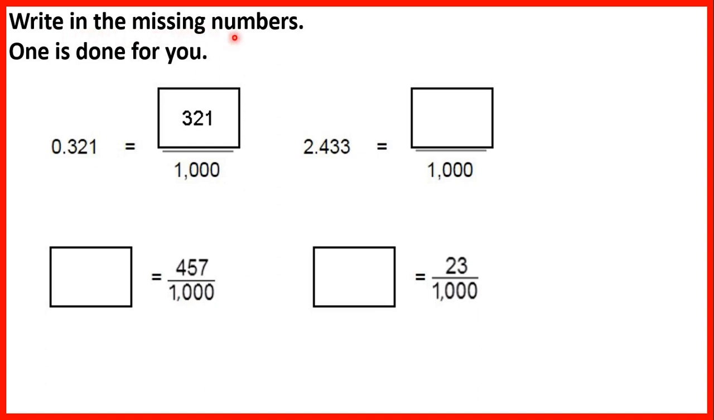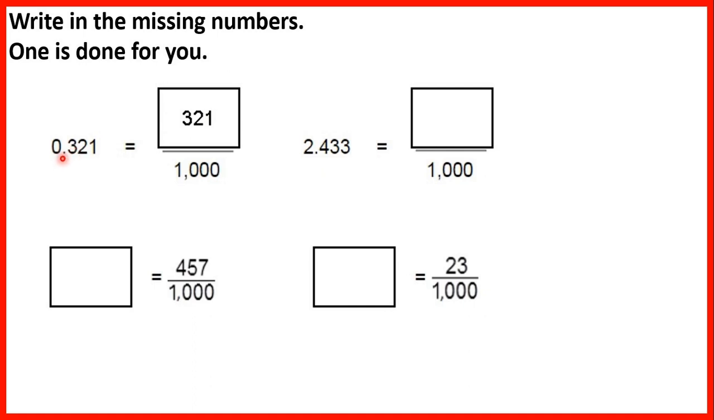Write in the missing numbers. 1 is done for you. So we have 0.321 equals 321 over 1,000. And that makes sense if we remember our decimal place value.